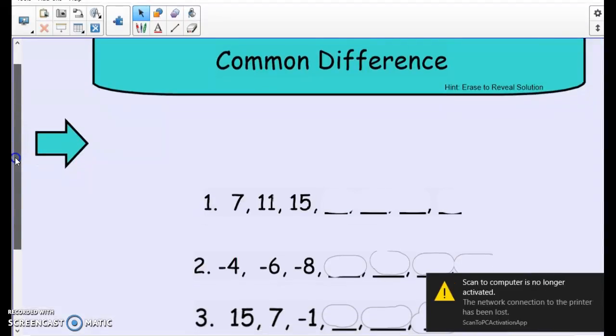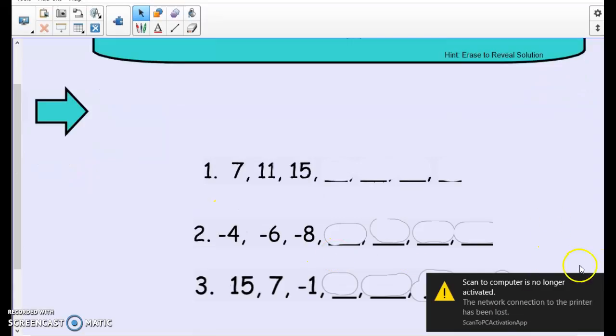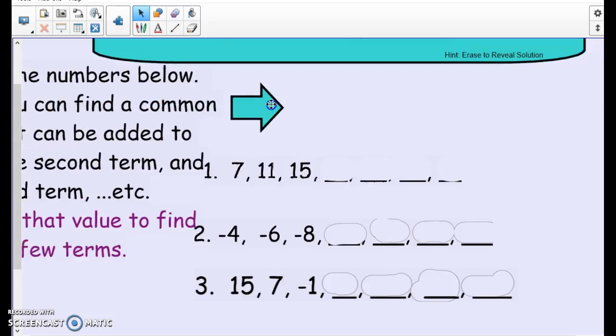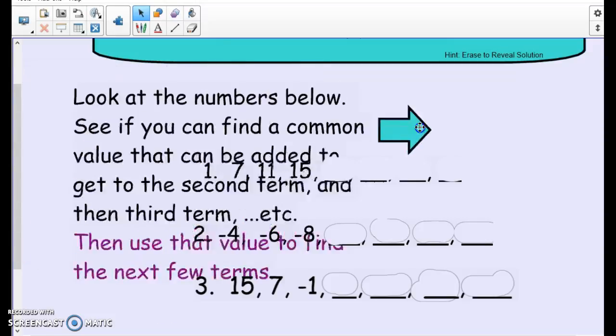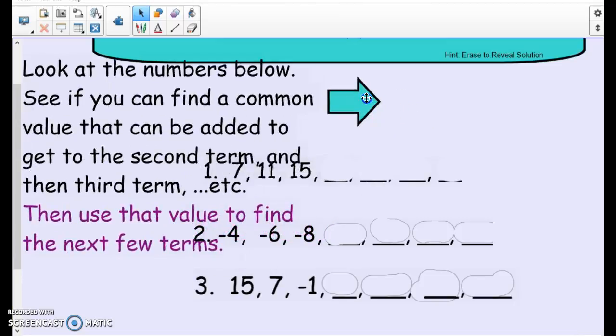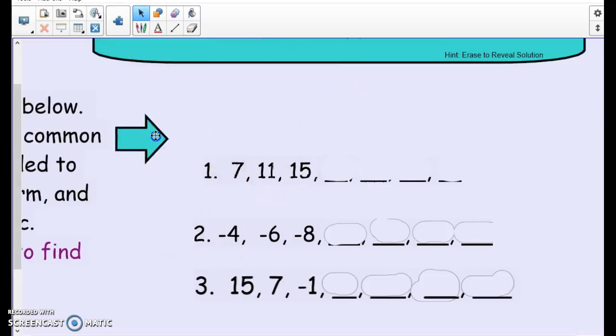Same thing here, going from 7 to 11 to 15, and then what would my next four terms be? It looks like I'm going from 7 to 11, I'm adding 4, to 15, I'm adding another 4, so I'd be at 19 then, and then to 23, and then from 23 to 27, 27 to 31. So we should look at the numbers below, see if we can find a common difference, and then use that to find the next few terms.